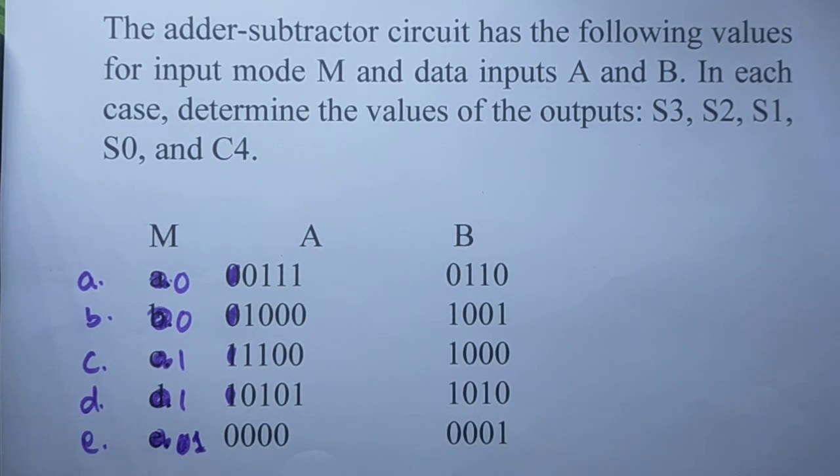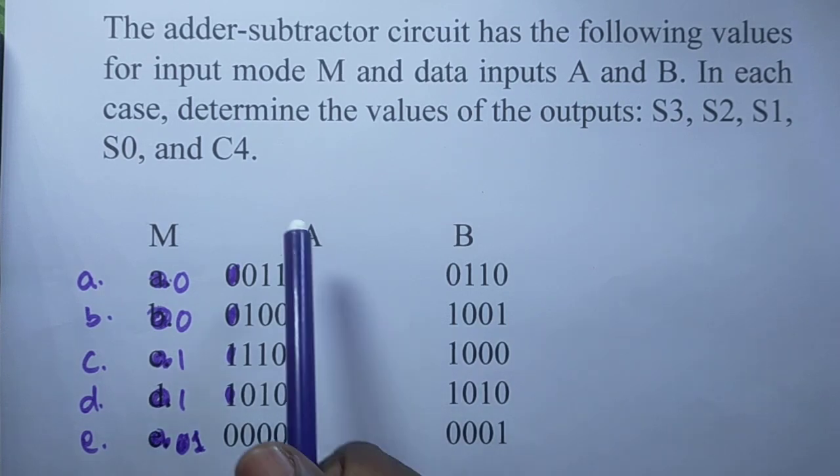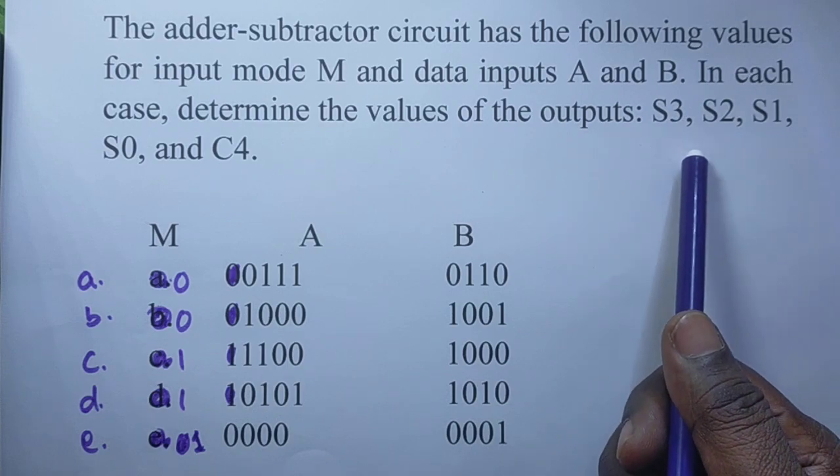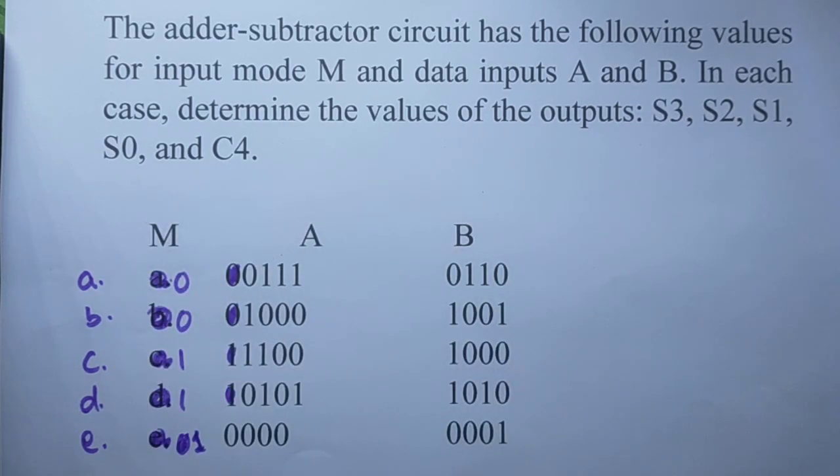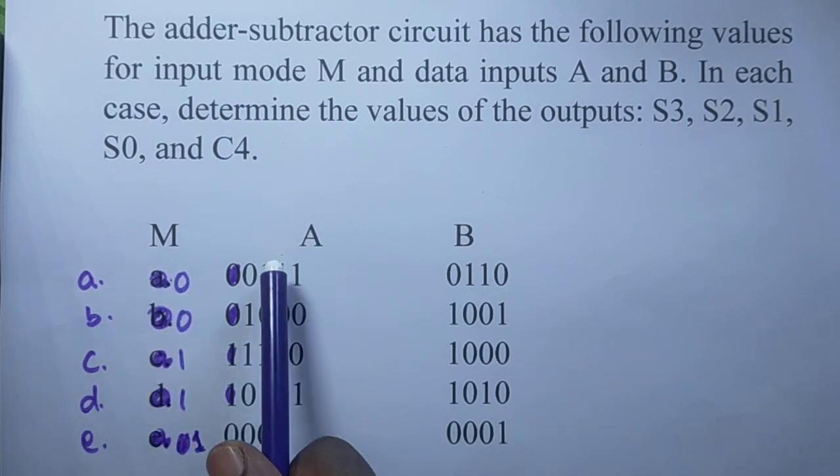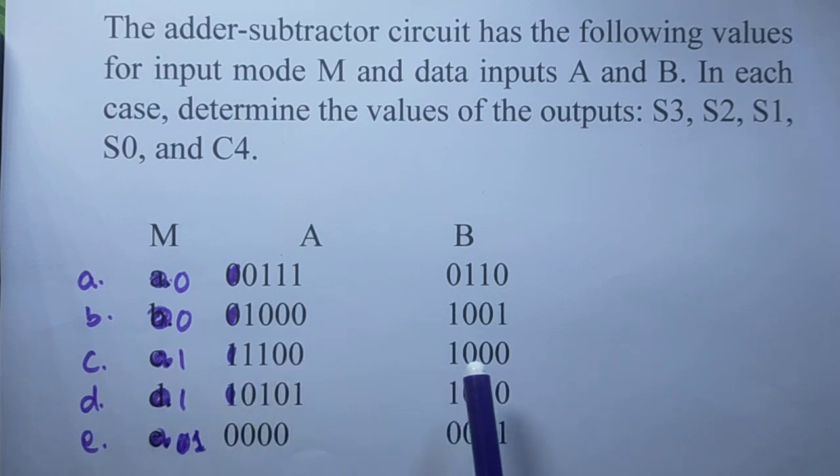But if added, what is the carry bit? If subtracted, then what is the carry bit? We can also consider that. Those things we will discuss through this problem. The outputs S0 to S3 and the carry bit are to be determined. Now we will discuss the concept when we consider these different operands for addition or subtraction. Once again, if the M value is 0, it will add, that is A plus B. If it is 1, then A minus B, subtract B, like this.